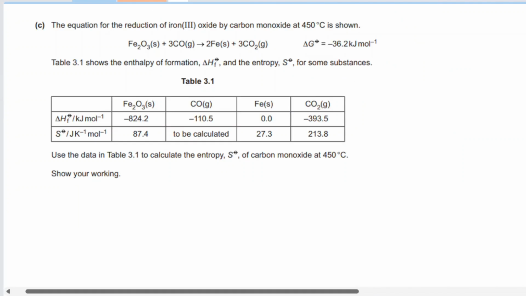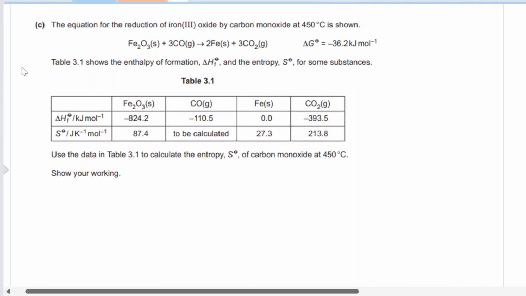Yeah, right. Next one says the equation for the reduction of iron oxide by carbon monoxide at 450 degrees is shown. So we have this equation over here, and they've given you the delta G. This is the Gibbs free energy change. Table 3.1 shows the enthalpy changes of formation and the entropy for some substances. So we are given the formation values and we are given the entropy values. Remember, these entropy values are for the single substance. We say that each substance has an entropy value. Use the data in table 3.1 to calculate the entropy of carbon monoxide at 450 degrees and show your working.